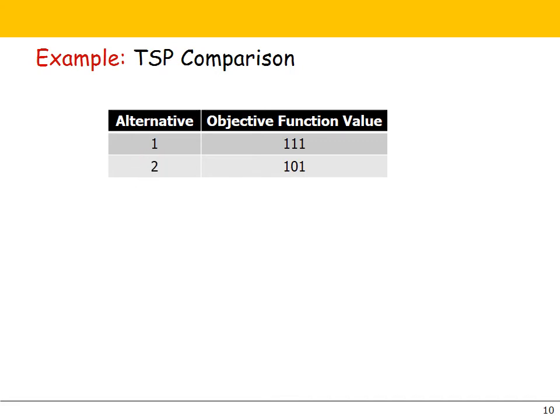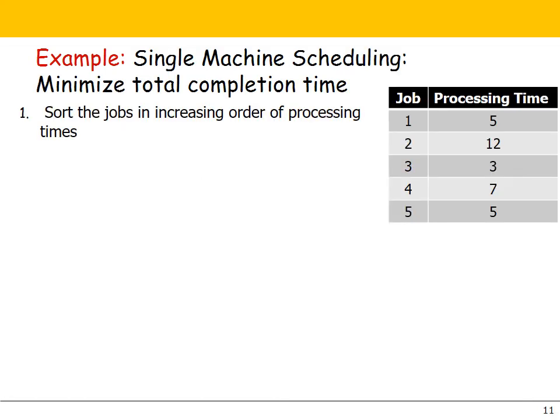But again, in a different instance, alternative 1 can be better than alternative 2. And we cannot say that this 101 is an optimal solution because there is no guarantee of this one. This is just a heuristic algorithm. Okay. I will show you another example from machine scheduling.